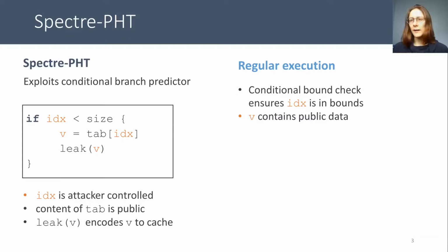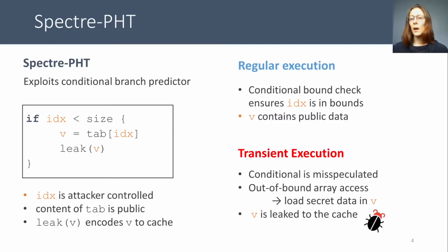So here, IDX is an attacker-controlled input. The program first ensures with a conditional branch that this index is in bound, and then performs a memory access into a public table and loads the value into a variable v. Finally, the variable is encoded into the cache by a function leak. So this program is secure because the conditional ensures that the index is in bound. However, in transient execution, the conditional branch is misspeculated, and the program performs an out-of-bound access that can possibly load secret data into the variable v, and then leak it to the cache where an attacker can recover it.